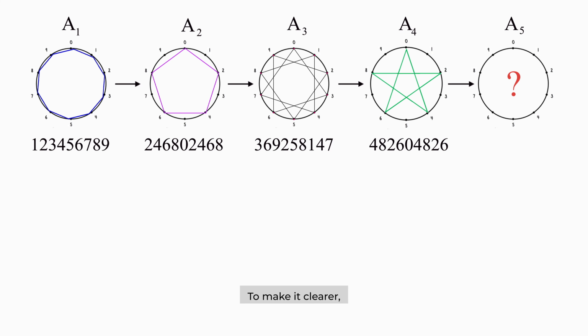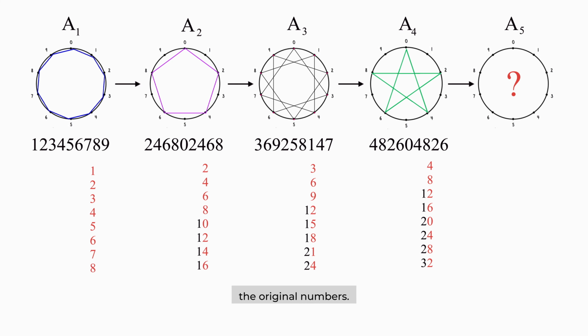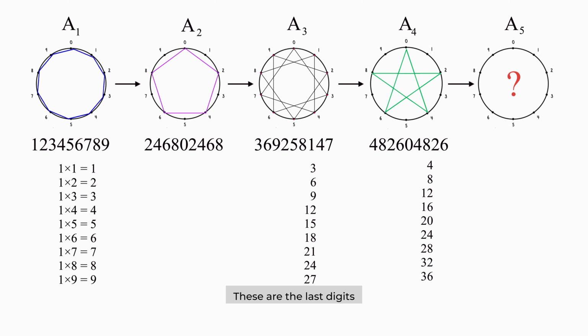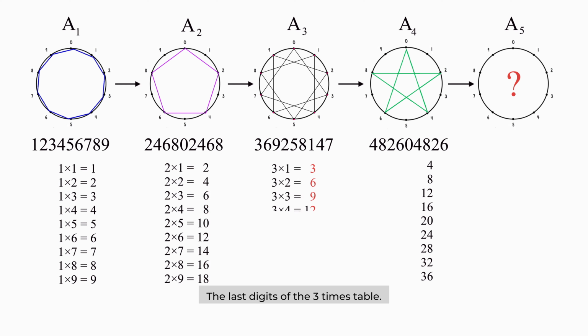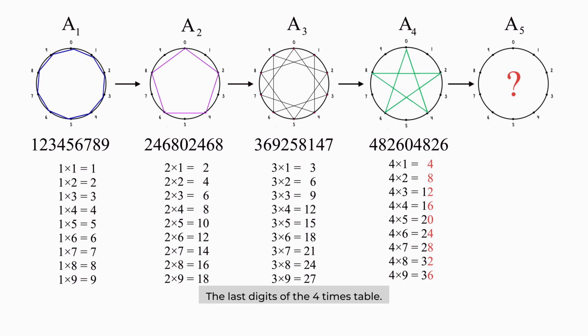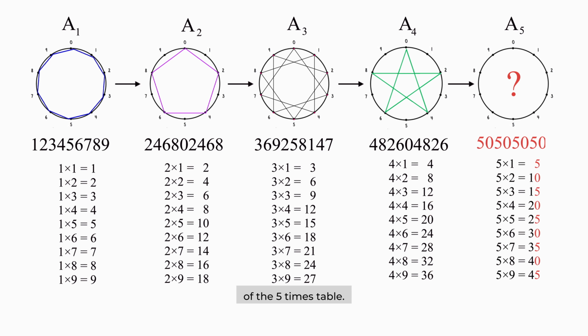To make it clearer, I'll write down the original numbers. These are the last digits of the 1 times table. These are the last digits of the 2 times table, the last digits of the 3 times table, the last digits of the 4 times table. So the next numbers should be the last digits of the 5 times table.